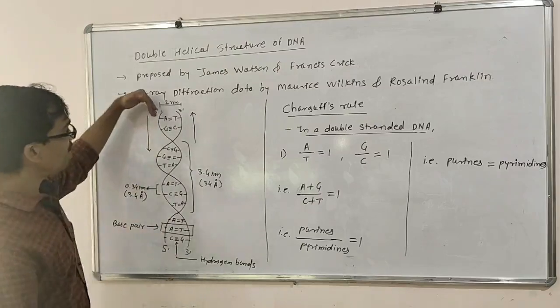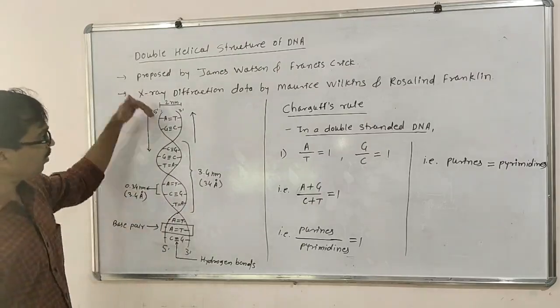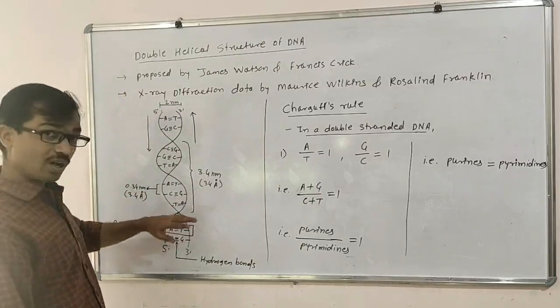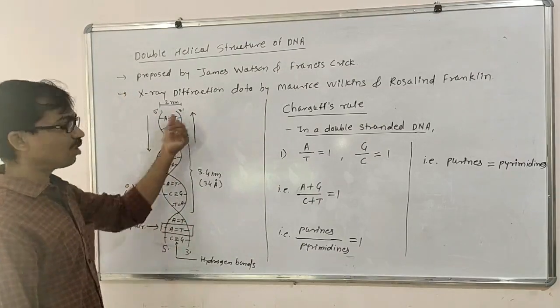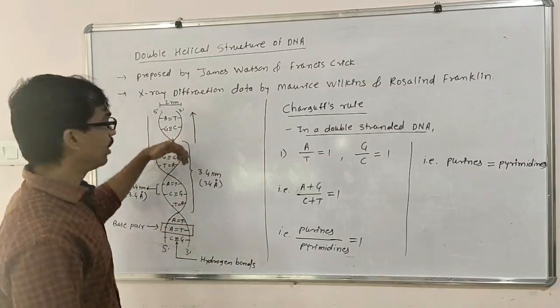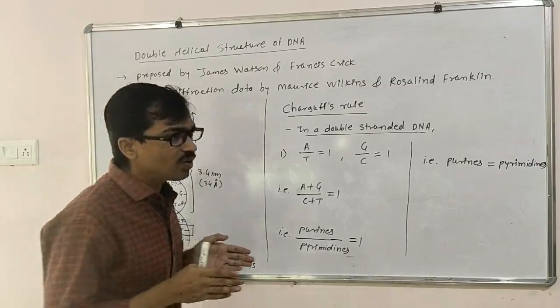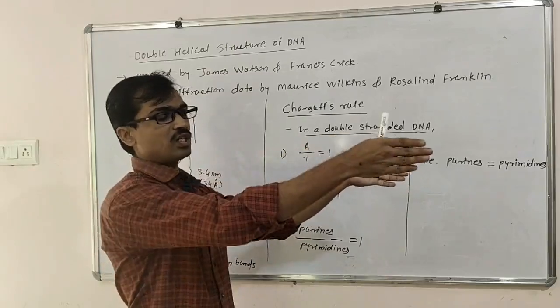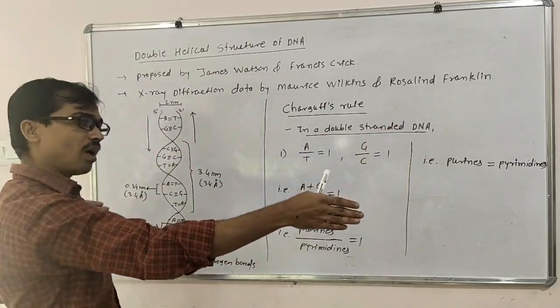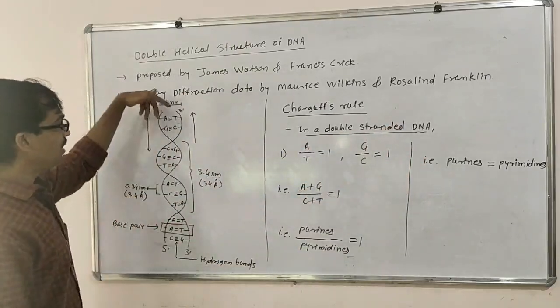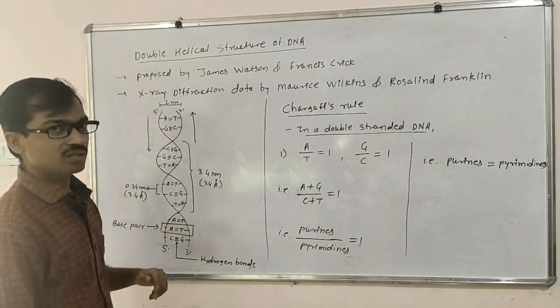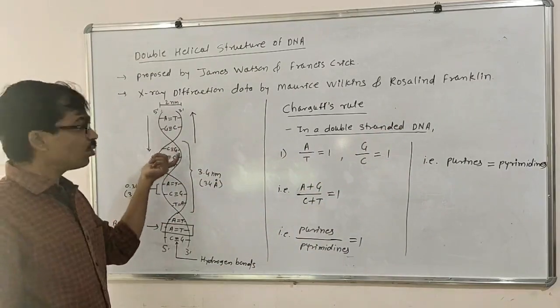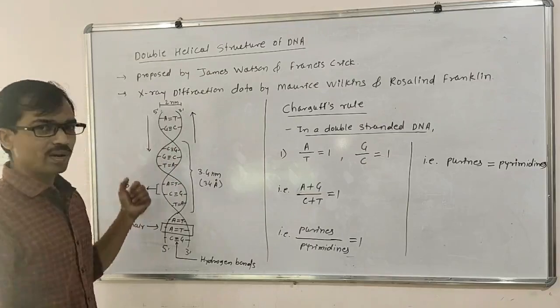If one strand is running from top to bottom 5' to 3', the other strand always runs from bottom to top, from 5' to 3' end. So the two strands do not run in the same direction. One strand goes 5' to 3' in this direction, while the other goes 5' to 3' in the opposite direction, and that is why the two helices, or the two strands, are anti-parallel to each other.